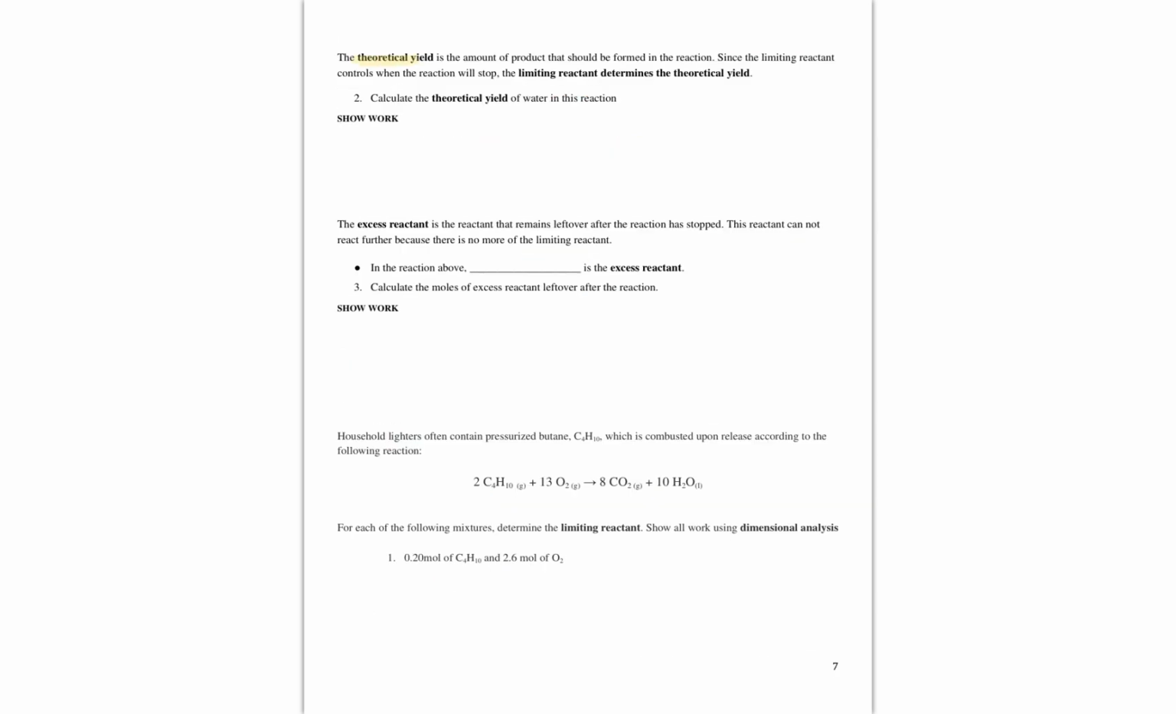The theoretical yield is what we call the amount of product that should be formed in a reaction. And since the limiting reactant controls when the reaction stops, the limiting reactant determines the theoretical yield of a reaction. Let's calculate the theoretical yield of water in this reaction.